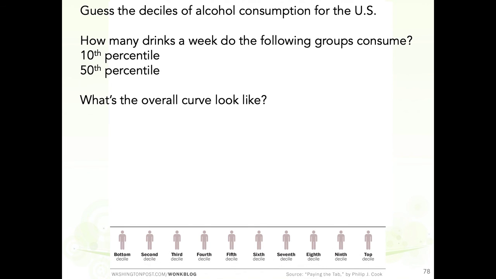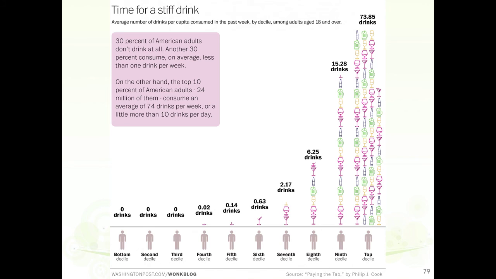Okay, so let's take a look. This is the result. No, I'm not joking. It's kind of unbelievable. You can look up the evidence below this if you want to check it out. But this is such an incredibly sharp curve. Okay, so let's look at that 50th percentile that I told you to look at, here labeled 5th decile. Average drinks per week, 1/7 of a drink.